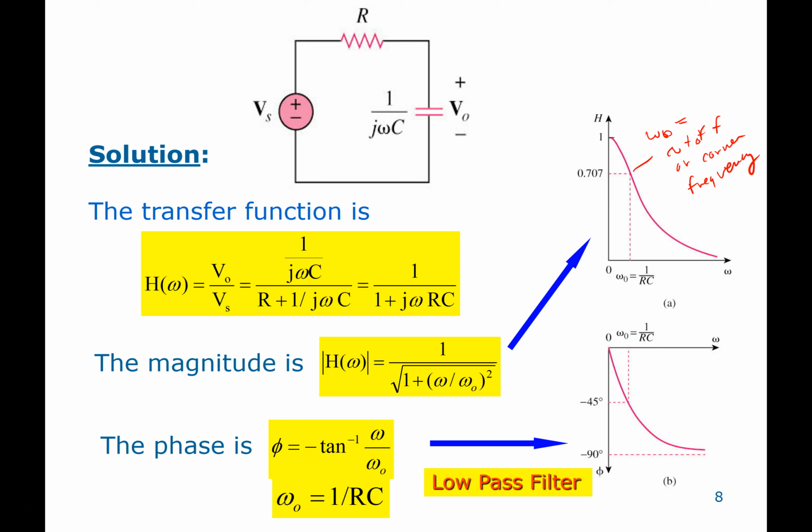But it's a special point on the curve which indicates that beyond this point, things are dropping off rapidly. Below that point, things are close to 1, so this is considered the pass band, because the transfer response is close to 1. And this is considered the stop band, or the rejection band, down here, where we're suppressing the frequencies beyond omega 0.